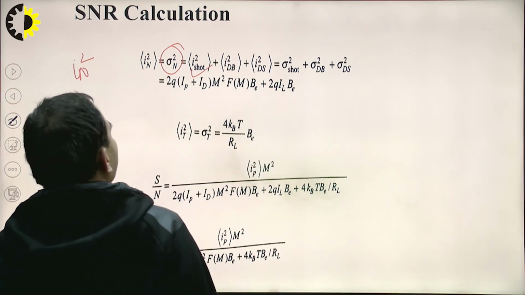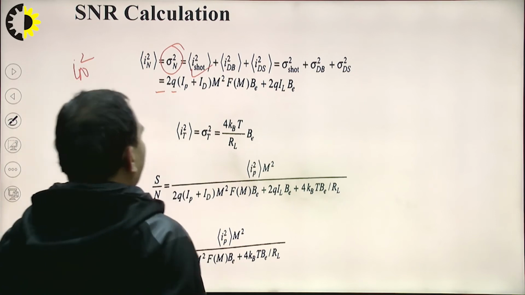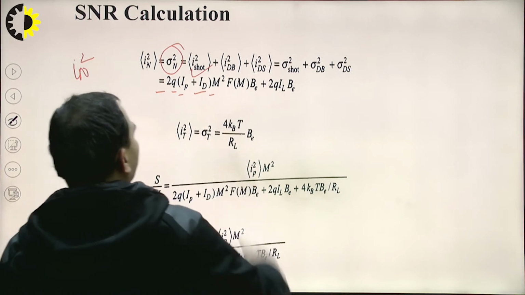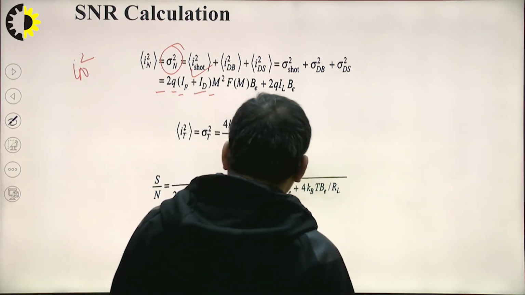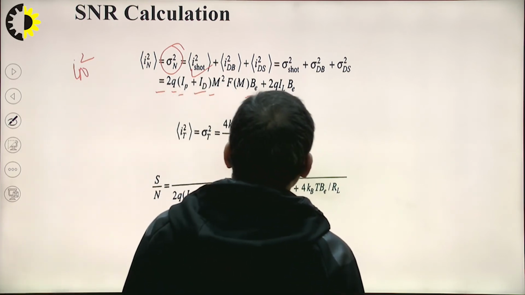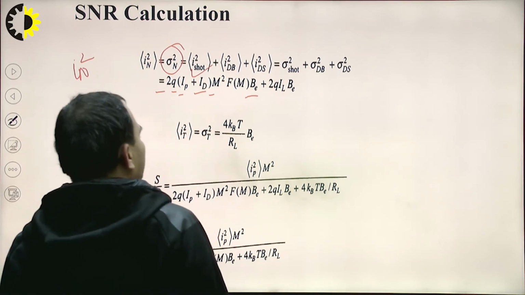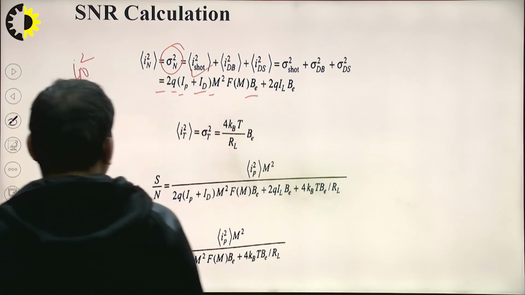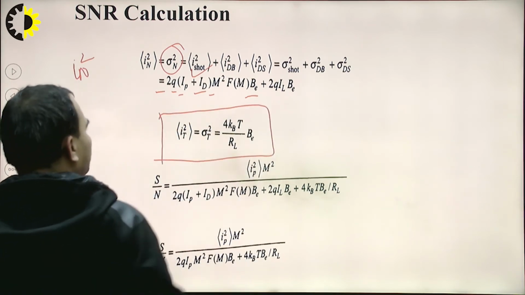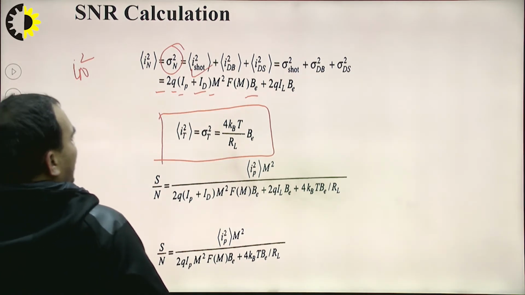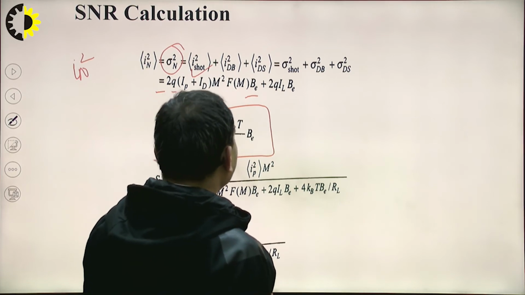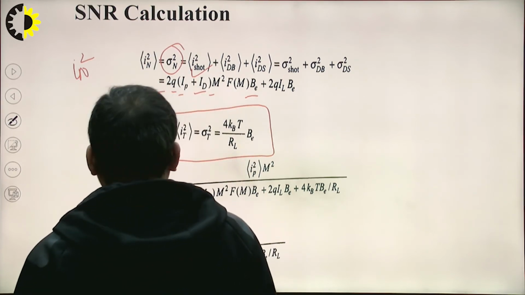So here we have 2q, where q is the charge, IP is the photocurrent, ID is the dark current, M square is the avalanche multiplication factor, FM BE, plus 2q IL, that is the leakage current, multiplied by BE. So the total current is given by I square, or it may be due to the thermal noise. So we have sigma square T, that is given by 4k BT by RL multiplied by BE.